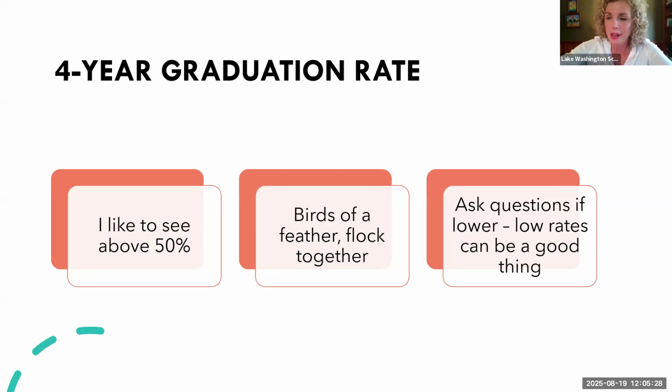And again, one of my mom's sayings is, I'm a big believer in birds of a feather flock together. And so when we were looking at colleges for our kids, I felt that if most students graduated within 4 years, it was likely that my children would. Now I do want to point out that sometimes you will see colleges that do not have really high four-year graduation rates. And you should always feel comfortable in asking questions.